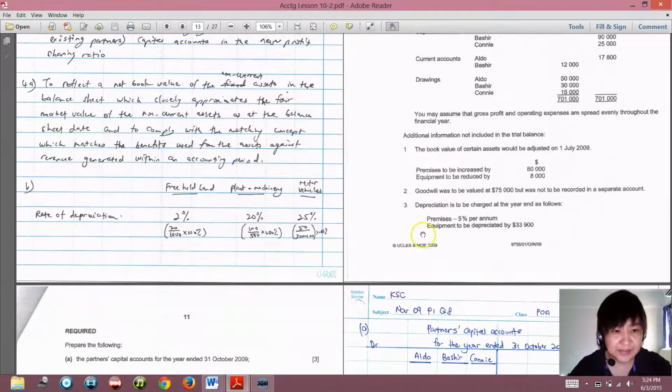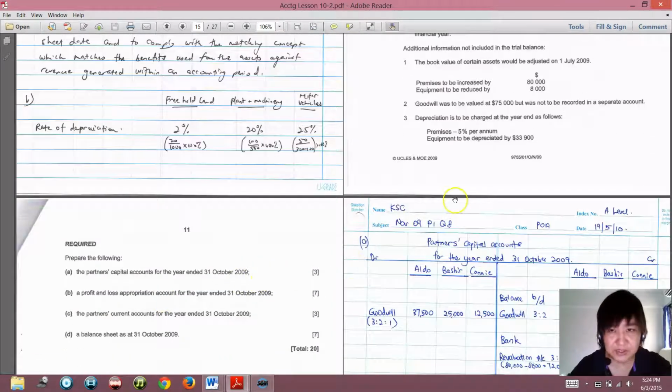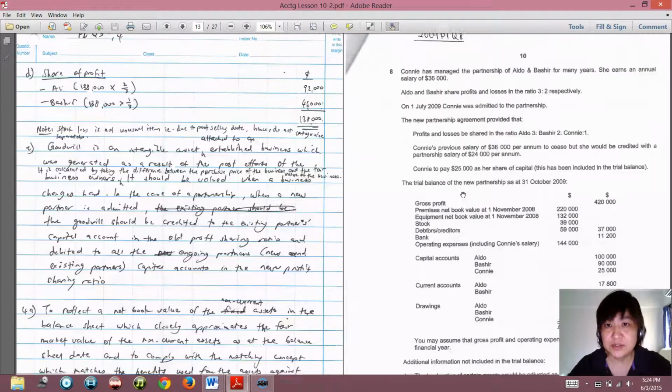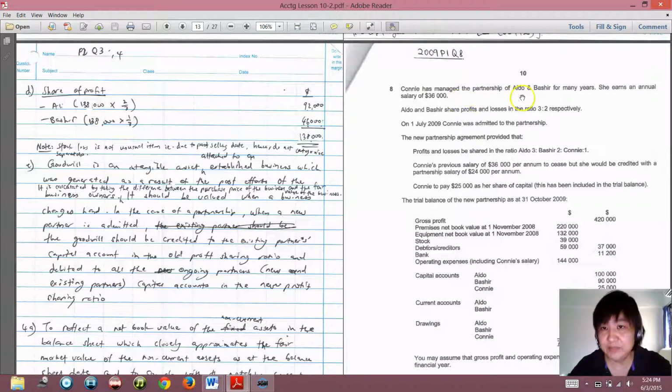So the year end is 31 October 2009. Okay, so it says here, Connie managed the partnership of Aldo and Bashir for many years. She earned annual salary of 36,000. Aldo and Bashir share profit of 3:2. On 1 July 2009, Connie was admitted into the partnership. The new partnership agreement provides the profit and loss to be shared by Aldo, Bashir, and Connie.